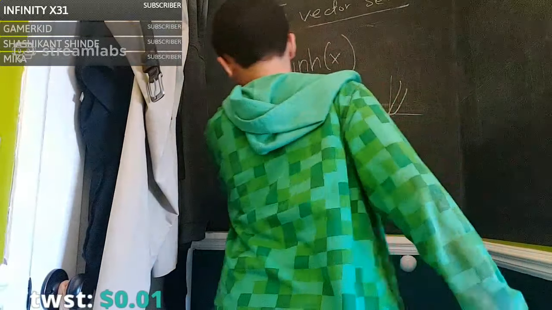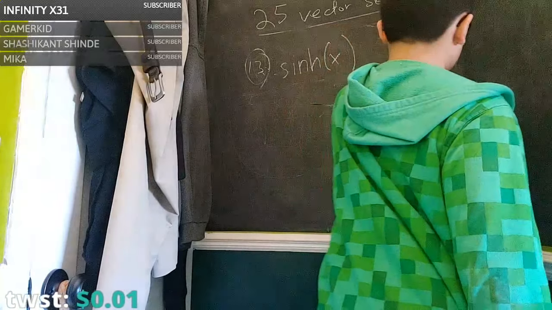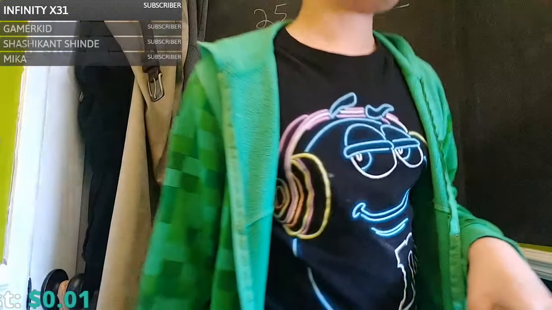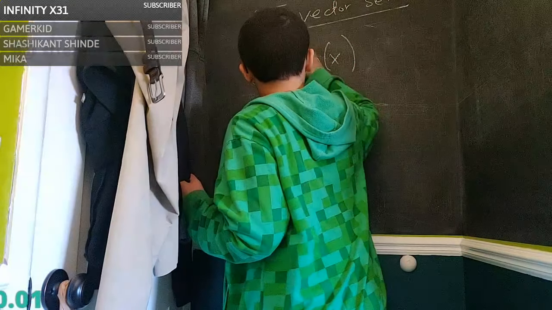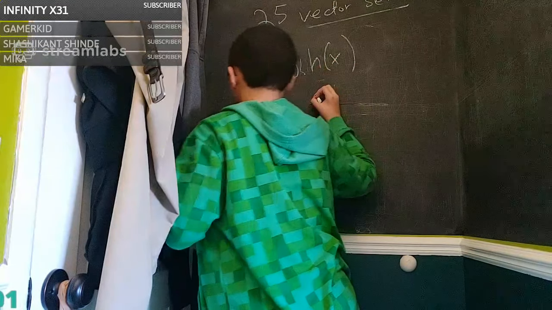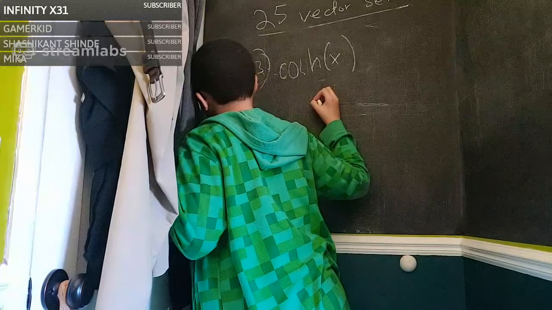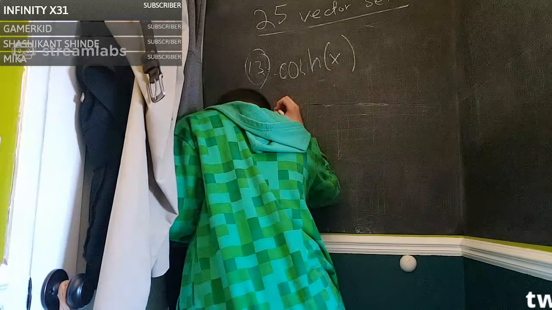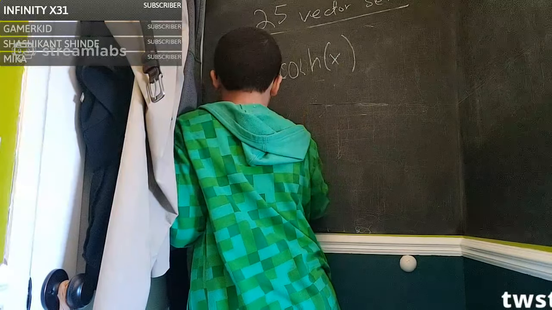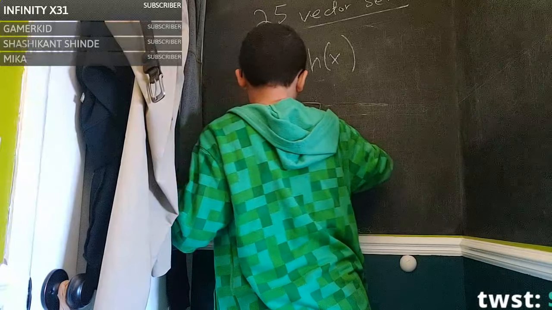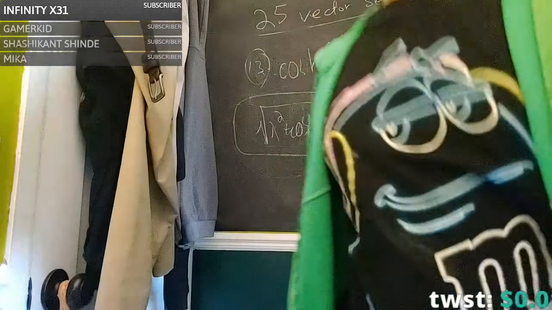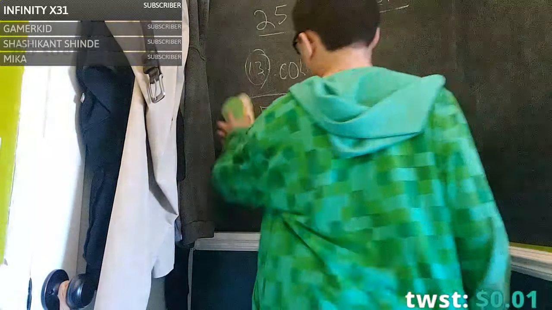Cosh x now. Cosh x, cosine x, if you prefer. Now, what does the graph of cosh x look like? Function table. Let's just, I don't know, square root of x squared plus cosh x squared. There. Because I don't know. 15, here we go. Actually, 14, yeah, 14.